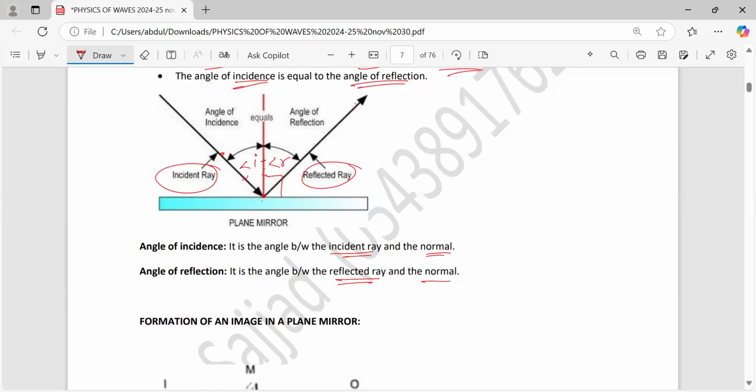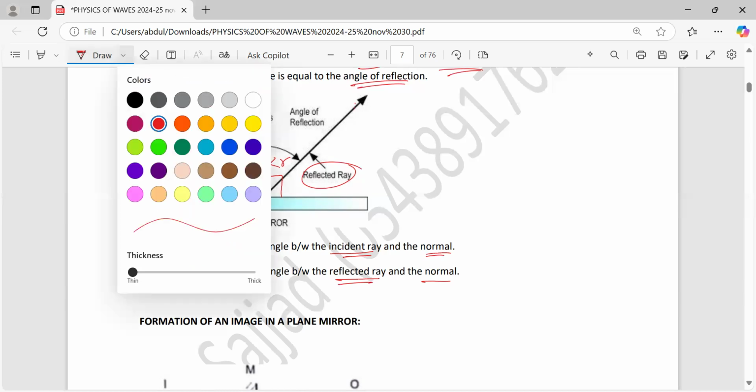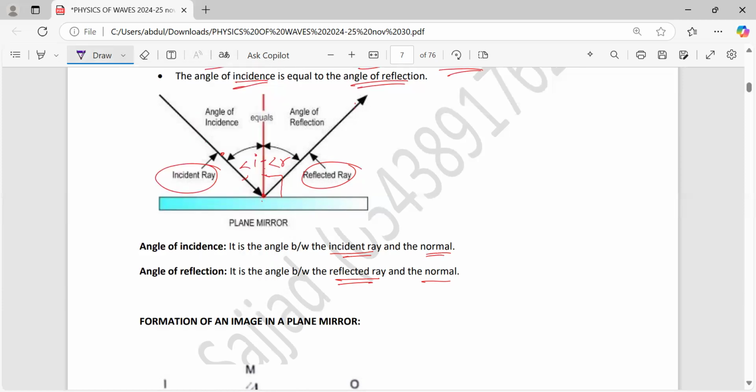Sometimes what the examiner is doing, he can give you this angle. Let's suppose it is 50 degree. He is asking you angle of reflection. Find angle of reflection. We know angle of incidence is equal to angle of reflection. So Muhannad and Awad, can you tell what is the angle of reflection here, when 50 degree is the angle given?